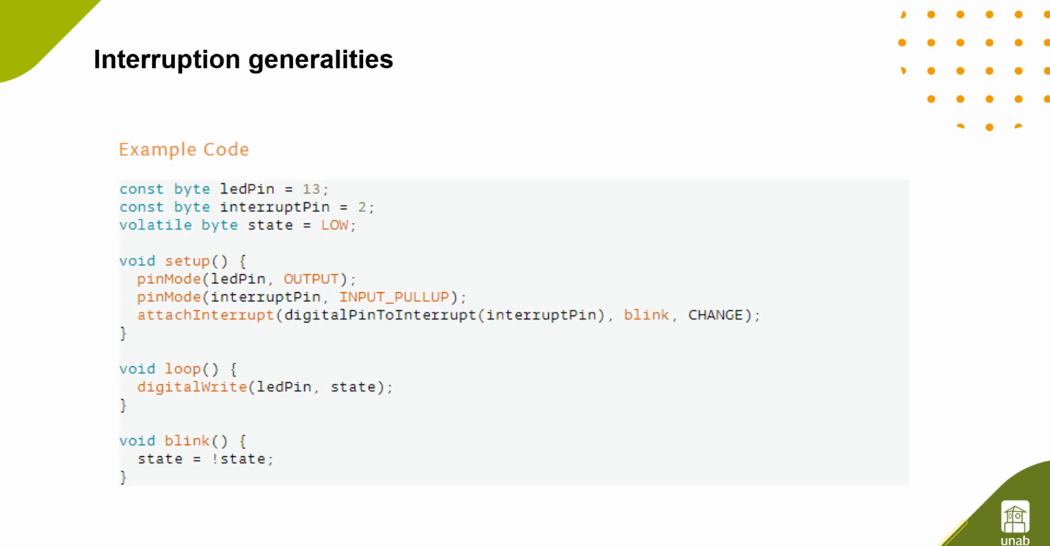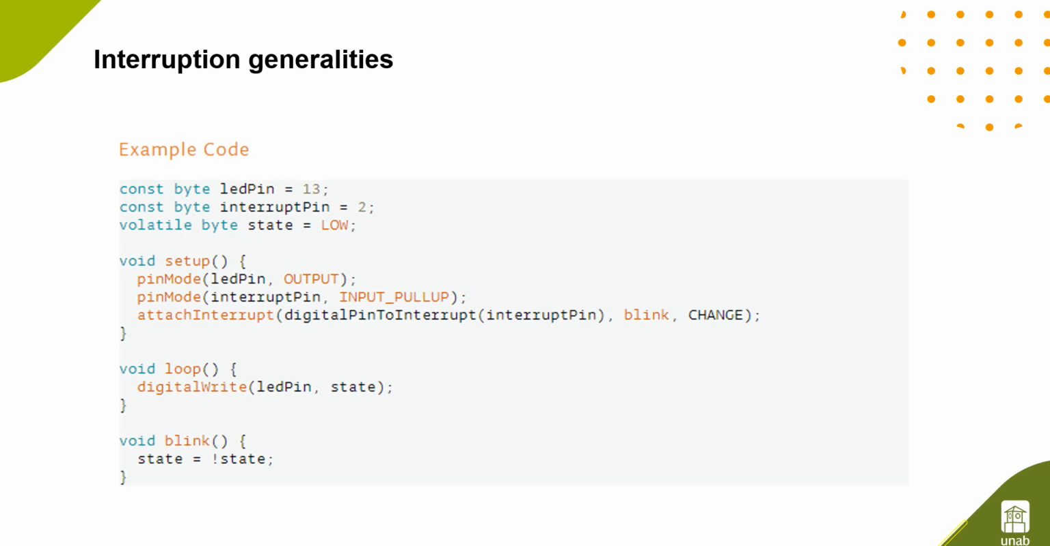Here we have the setup. For setup I declare the LED pin as an output, first line. Second line, I declare the interrupt pin as an input pull up, which means I'm going to capture whatever is happening in the pin to interrupt. And finally I use the attachInterrupt function. As you can see, I use digital pin to interrupt, and between brackets I'm placing the interrupt pin. In this case it is pin number 2. My function, the ISR, as you remember I said before, in this case is called blink.